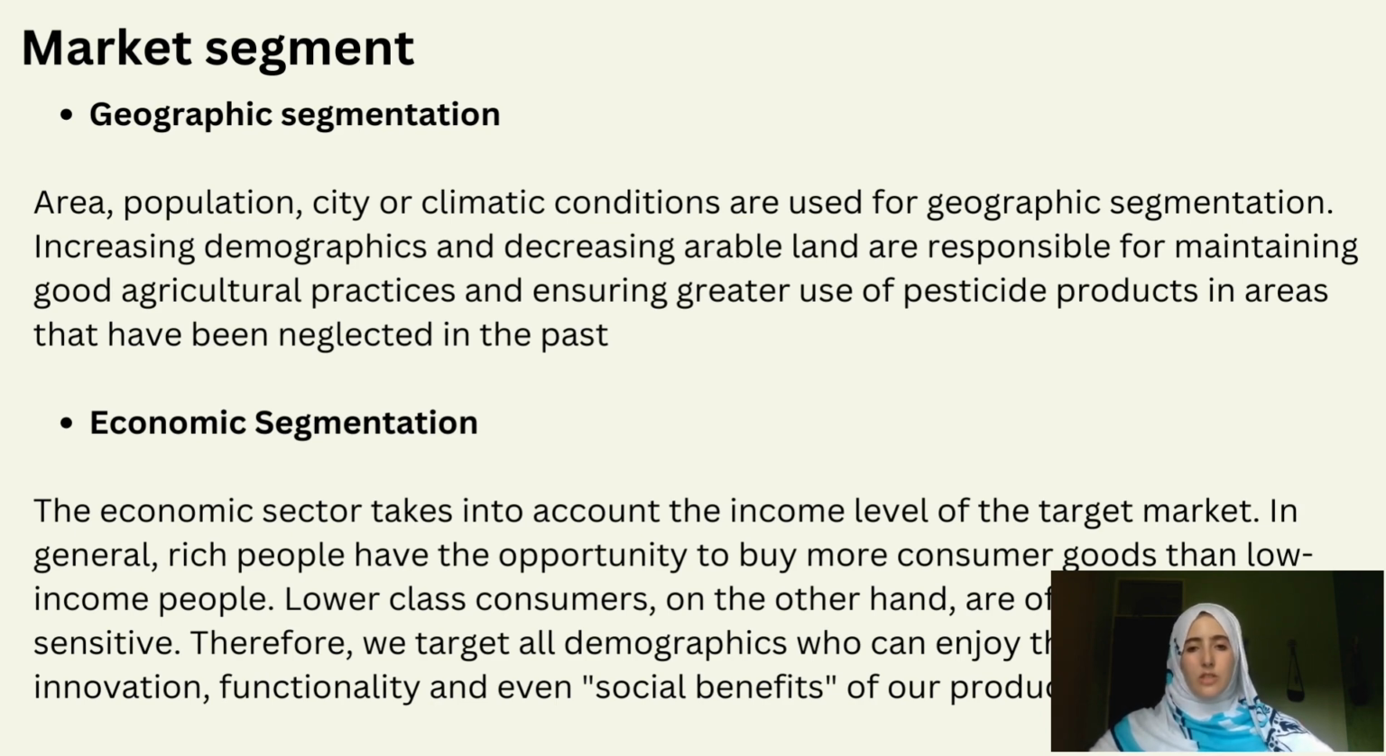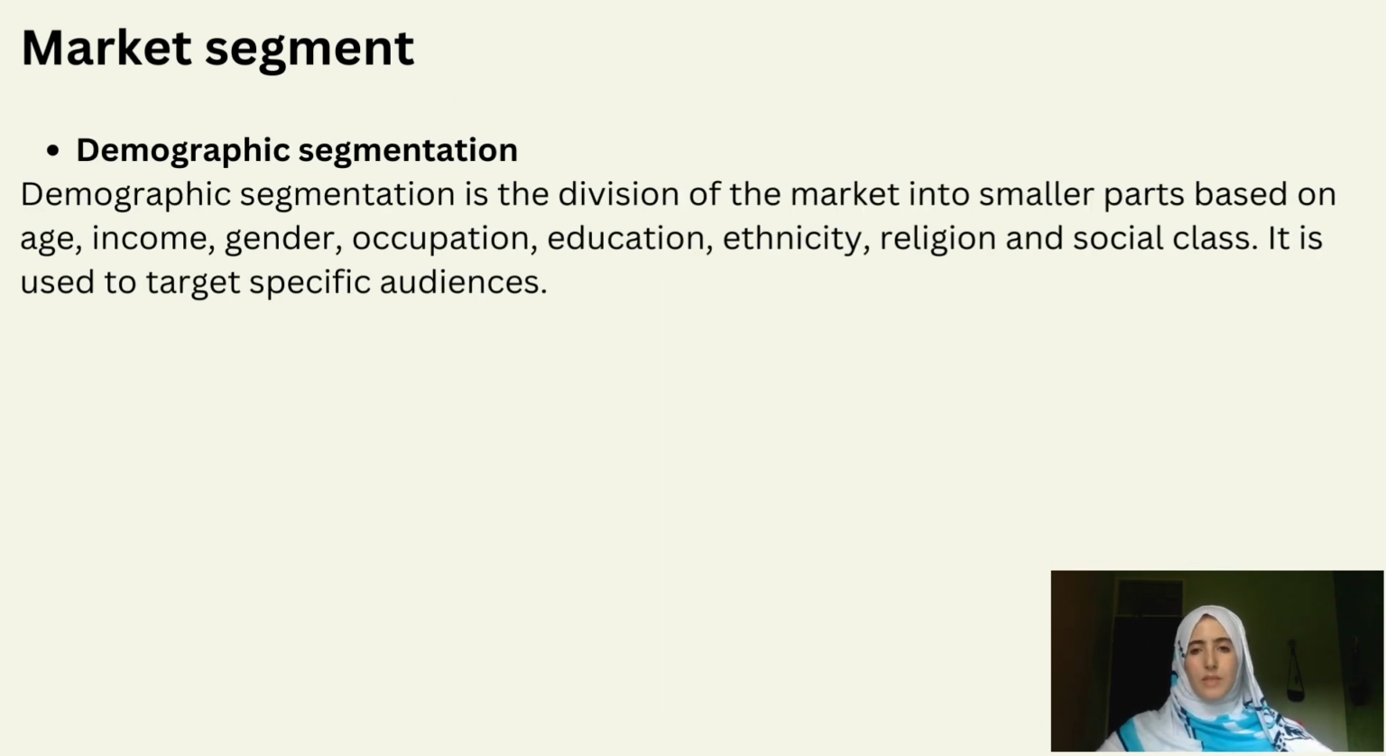As for the economic segmentation, the economic sectors consider the income level of the target market. In general, the rich have the opportunity to buy more consumer goods than the low income. Lower class consumers, on the other hand, often pay less. Therefore, we target all classes who can enjoy the quality, the innovation, the functionality, and even social benefits that our products can achieve. As for the demographic segmentation, it is the division of the market into smaller parts based on age, income, occupation, gender, education, ethnicity, religion. It is used to target a specific audience.